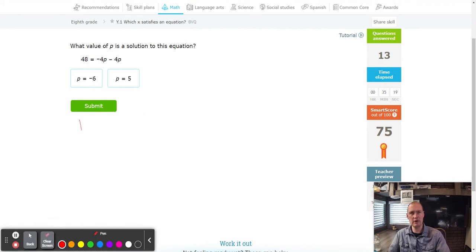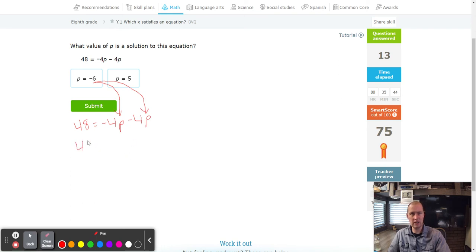All right, so we've got 48 equals -4p minus 4p. Notice that p is in there twice, but it's okay. It won't do anything. We'll just plug it in twice. So what I'm going to do is take that -6 and plug it in there, and plug it in there as well.